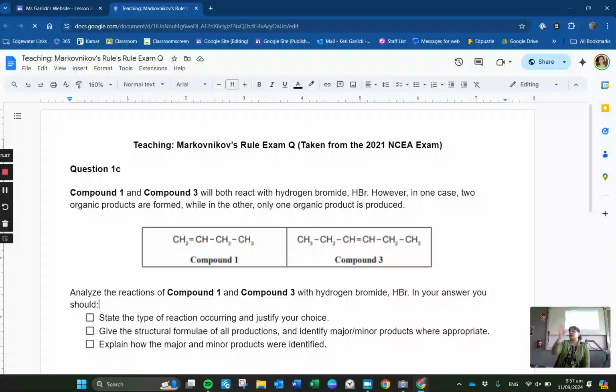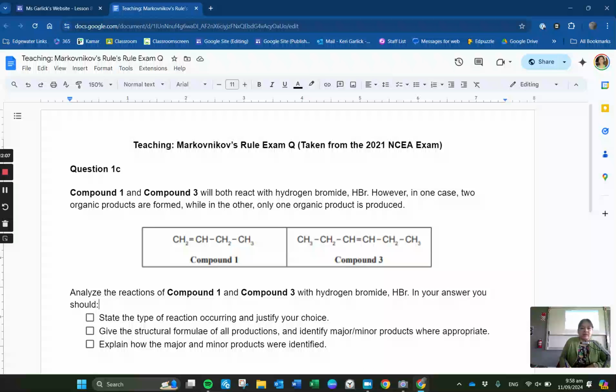But they talk about two compounds here, and they're asking which of these two is going to do Markovnikov's rule and which one is not, and explain the reasons why. I'll show you Markovnikov's rule, and then I'll show you why the second molecule doesn't do Markovnikov's rule. So molecule number 1 does do Markovnikov's rule. So let's work our way through it.